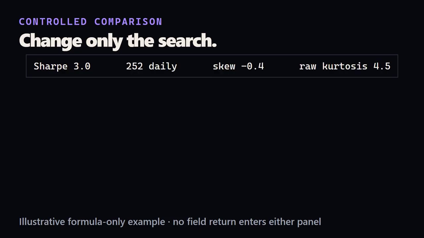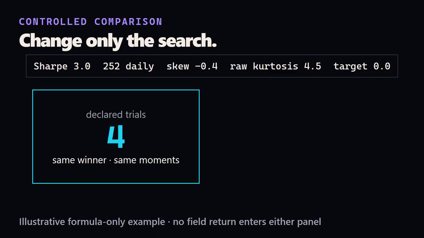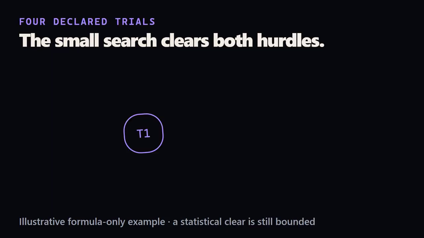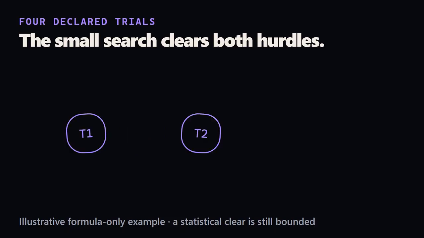With 4 trials, PSR above 0 is 0.9978. DSR is 0.9675. Under the illustrative decision line of 0.95, both clear. Notice what that says. This Sharpe looks strong relative to sampling uncertainty, and also clears the expected best from this small declared search. It is still a bounded statement.